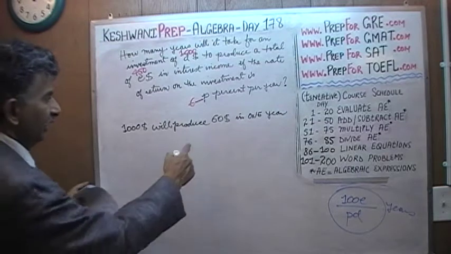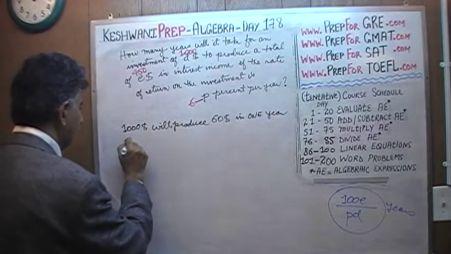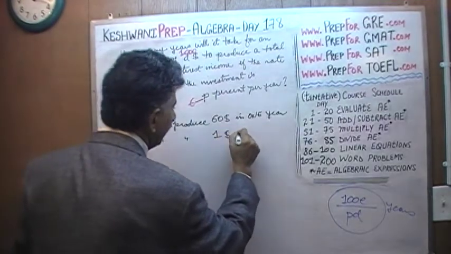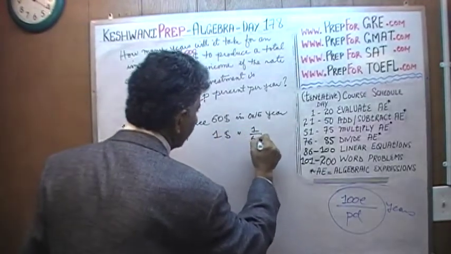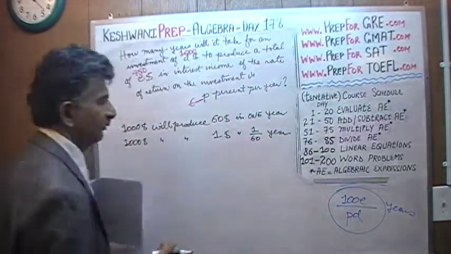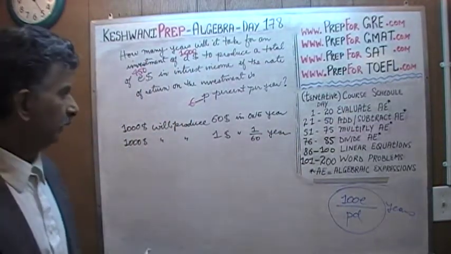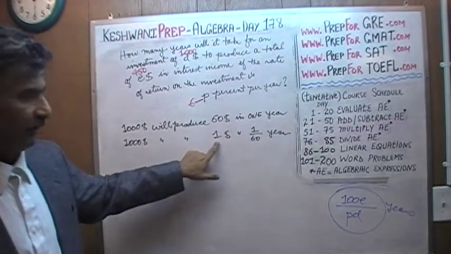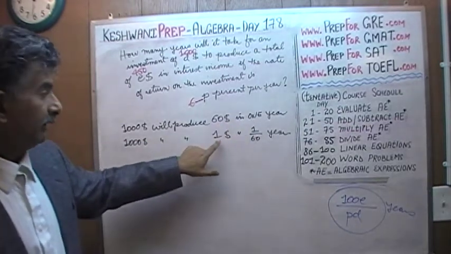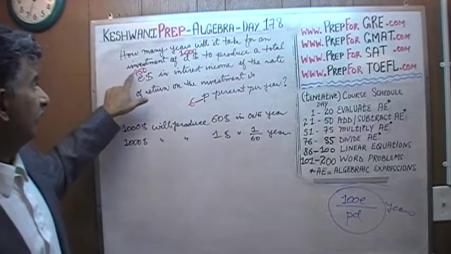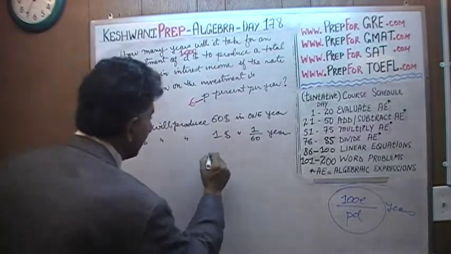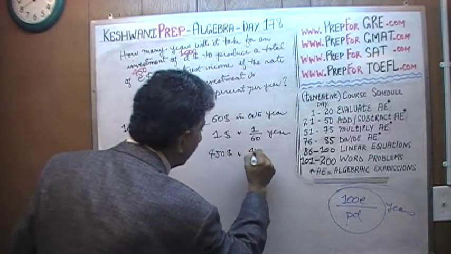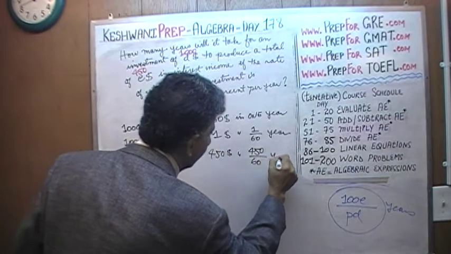If it earns $60 in 1 year, then the same $1,000 should earn $1 in 1/60th of the year. This is where things begin to get prickly for some people. If you're earning $60 in 1 year, then $1 is earned in 1/60th of the year. We're not earning $1, we are earning $450. So $450 will be 450 over 60 years.